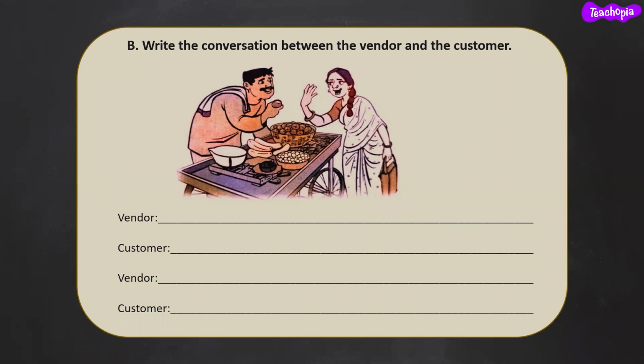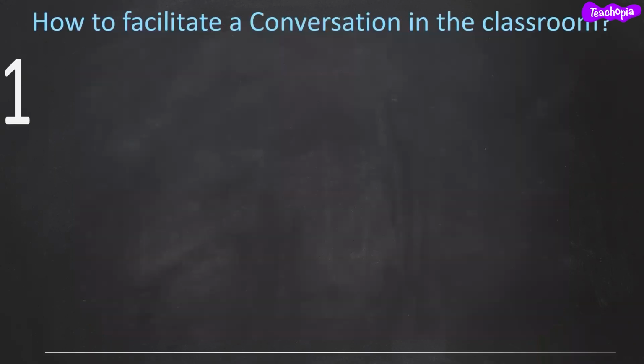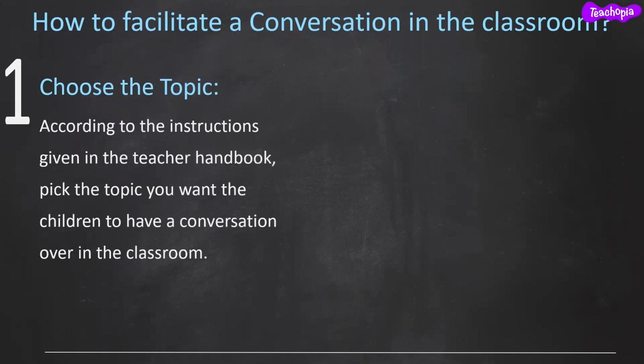So let's see how you can provide the correct sentences and questions for this conversation for the students in order for them to do this activity as well as develop their vocabulary. So how do we conduct conversations? Let's see that first. First is we choose the topic. In the textbook, there are a lot of conversation topics and examples. You can pick which topic suits your classroom the best according to what is given in the teacher handbook, or you can also pick a topic that you want the children to practice.